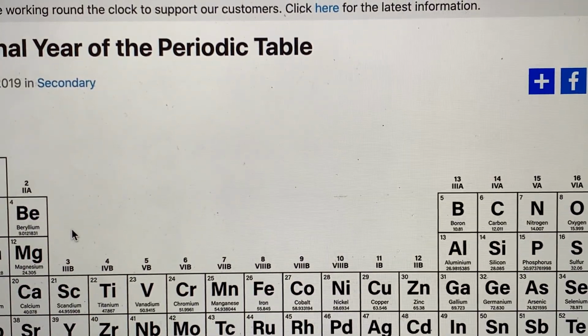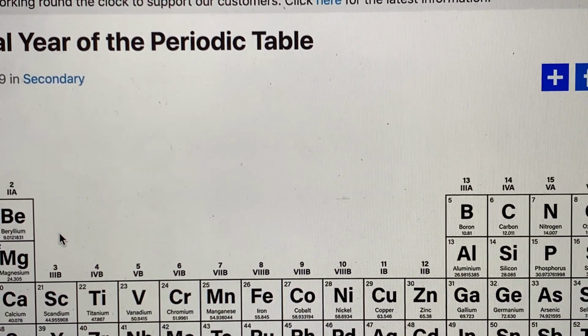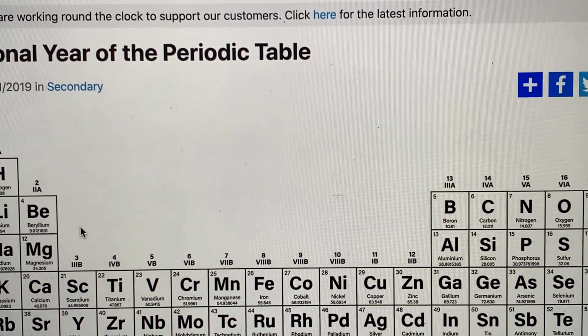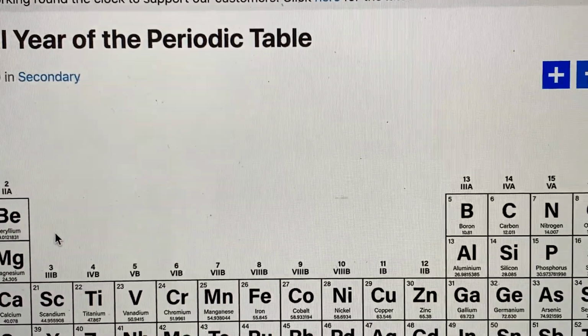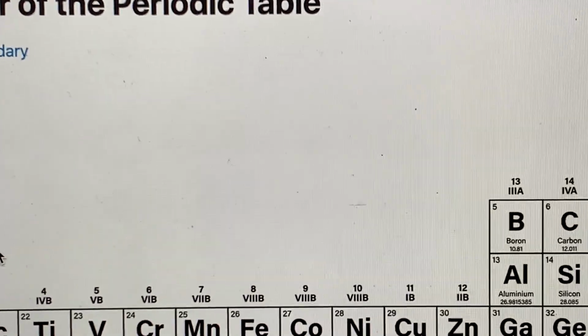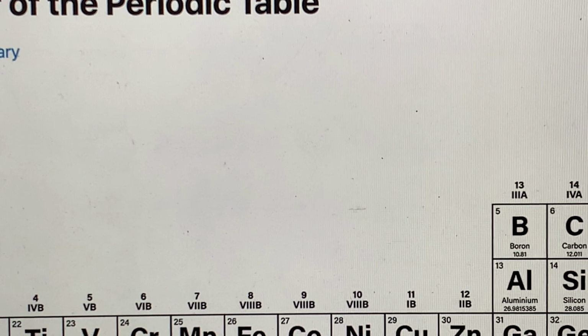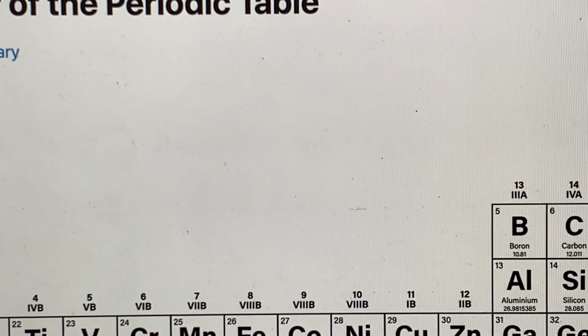So let's take a look, for example, at boron here. You see the small number is 5. That's the atomic number. The large number, that's what you're looking at, the weight average atomic mass, or atomic weight.